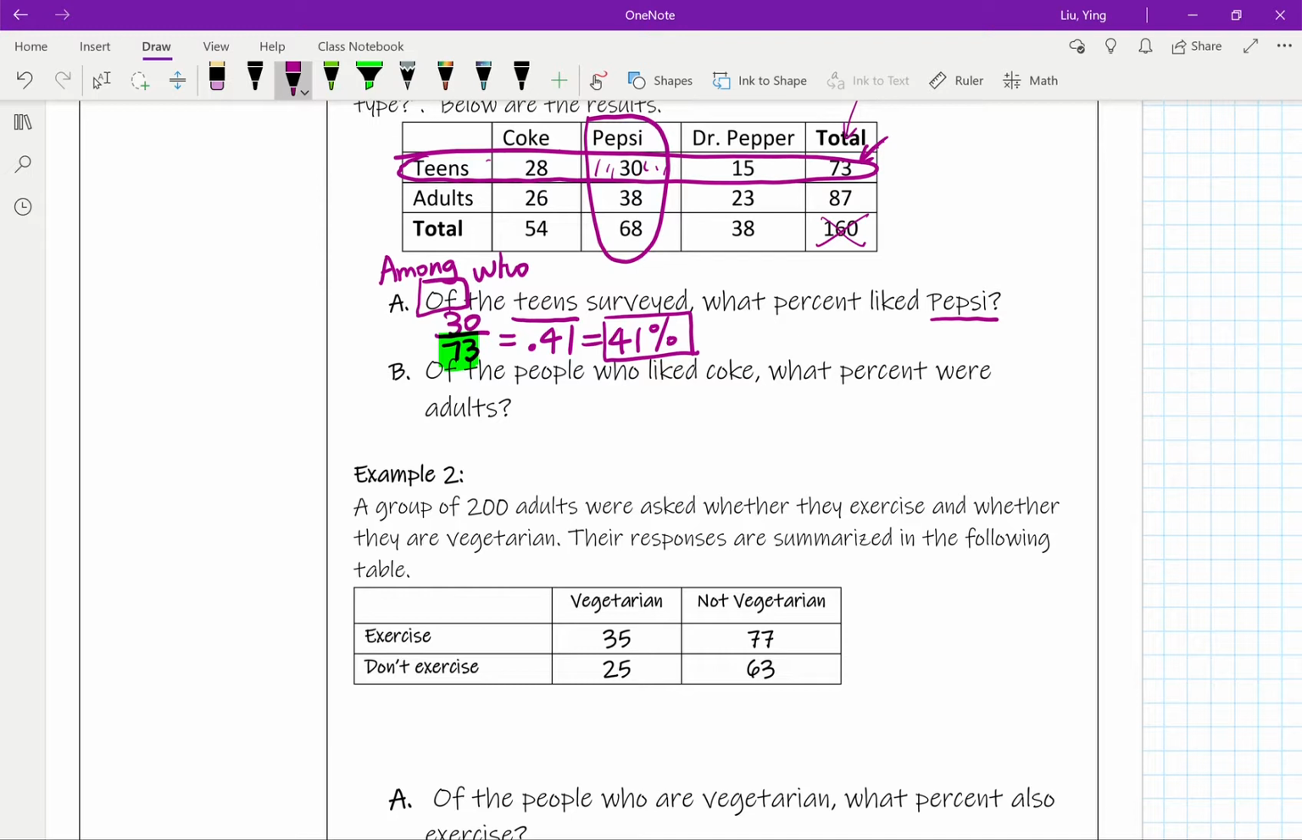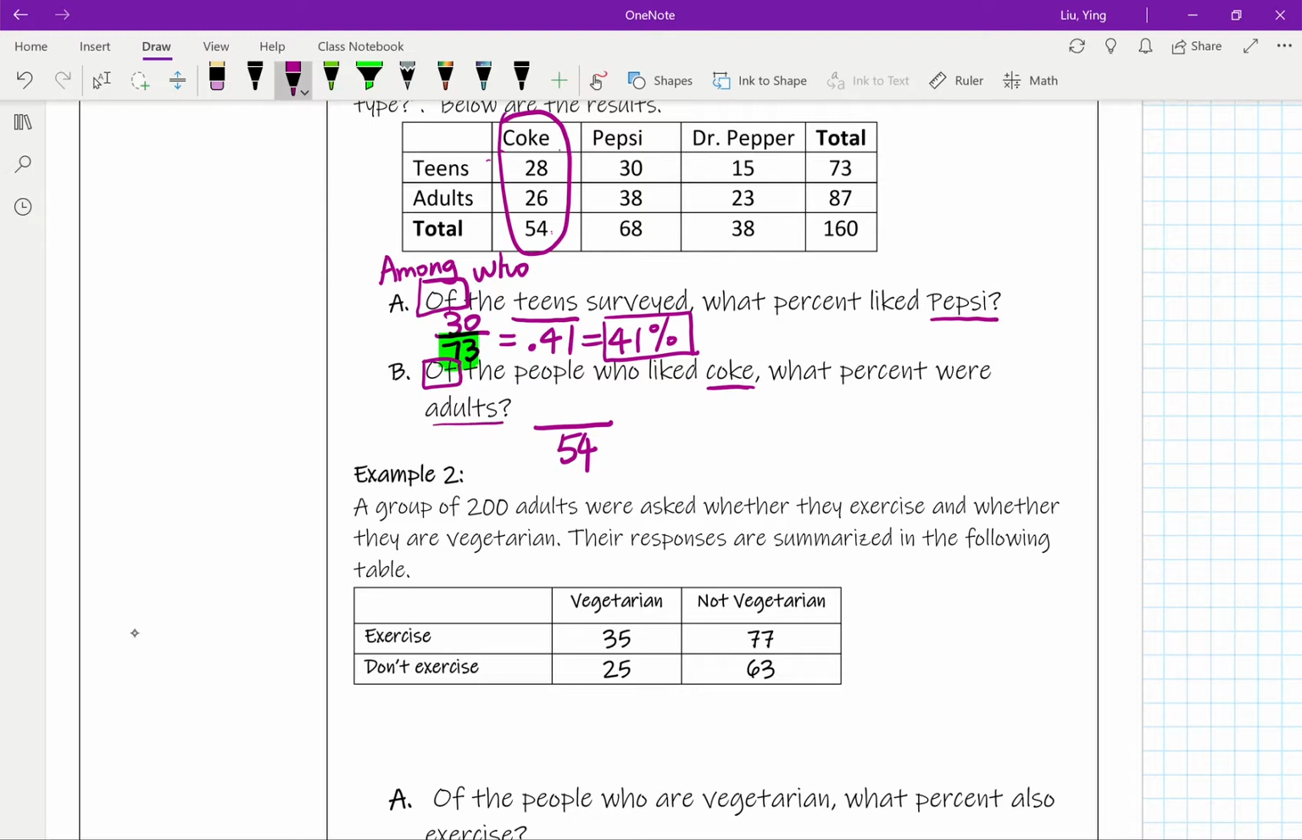So let's look at part B. Of the people, so again, of, that's the key word, of the people who liked Coke, okay? So before you even do anything else, you can just tell yourself, I'm going to divide by the people who like Coke only, all right? So I'm going to erase these so it's easier to see now. Out of the people who like Coke, the total number of those people is 54. Out of those people, what percent were adults?